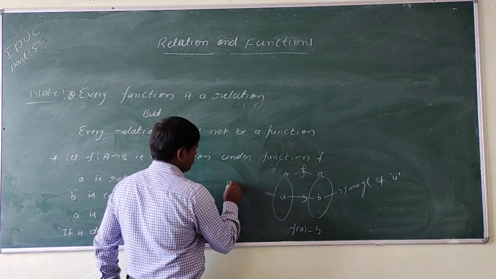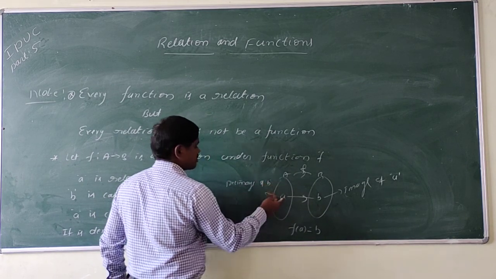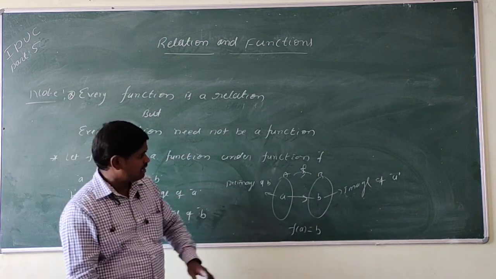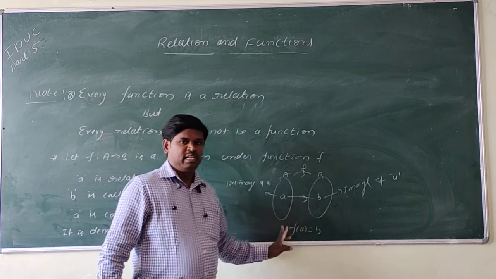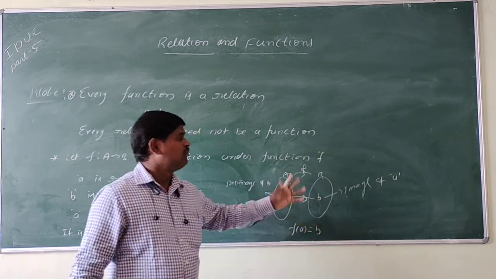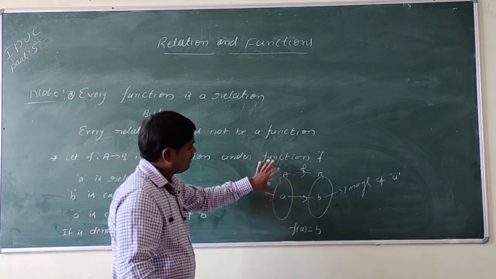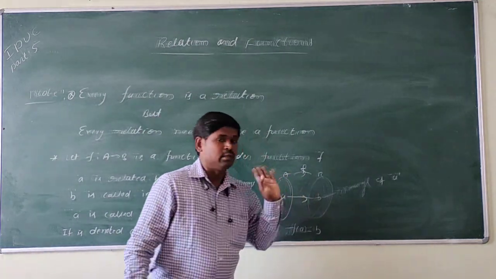So pre-image of b: a is called the pre-image. The elements in the set A are called pre-images. The elements in the set B are taken as images. That means the elements which are related with an element of A are called images.